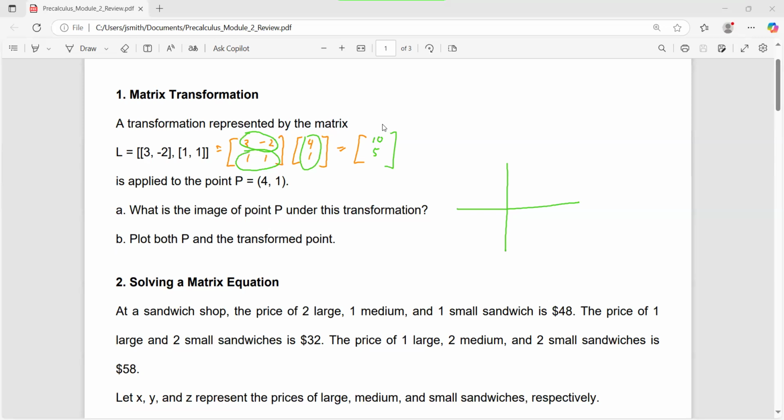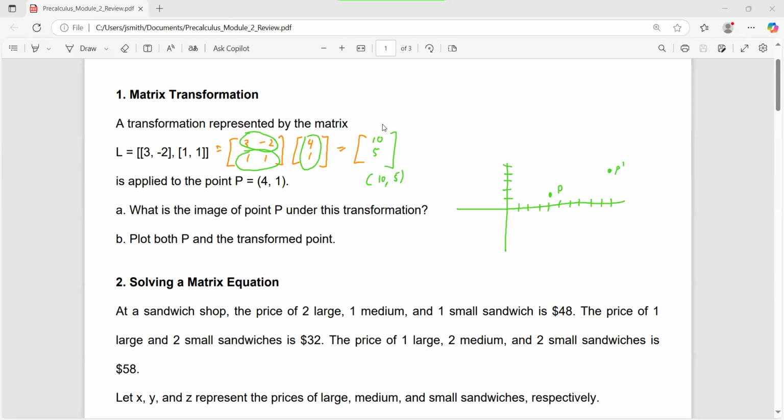So I'm going to simply graph point P. That's just going to be 1, 2, 3, 4 over 1. So this is P. Even if it's written like a vector here, remember this is still written like 10 comma 5. So I'll just continue that one. 5, 6, 7, 8, 9, 10, 2, 3, 4, 5. So 10, 5. Here's P prime, or whatever it labels it as.